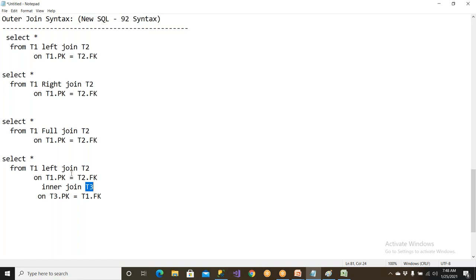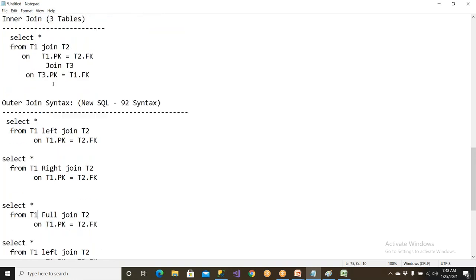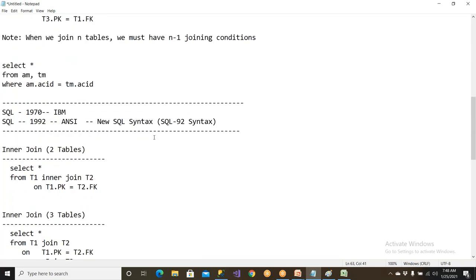Am I clear? So there is no old syntax. This is how you should be able to use outer join. Outer join always uses only the new syntax. There is no old syntax. But for the inner join, you can have the old syntax or the new syntax, but it is better to follow the new syntax only. Clear? So apart from this, you can write where clause, group by clause.